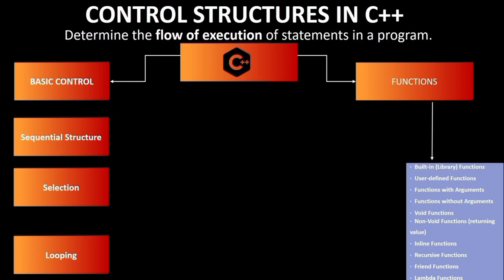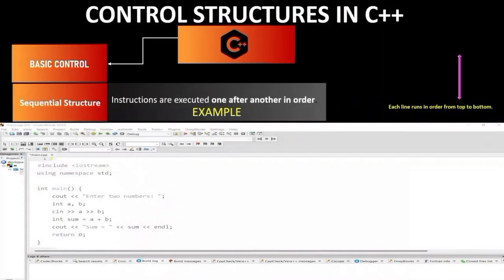So let's begin with basic control. Under basic control, we have sequential structure, selection, and looping. So now let's continue looking one by one. Sequential structure means instructions are executed one after another in order.